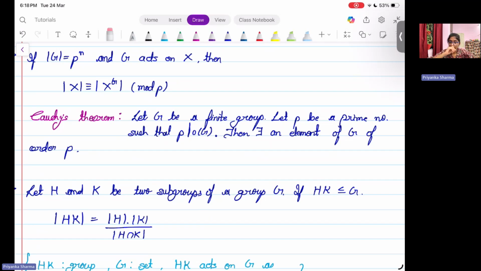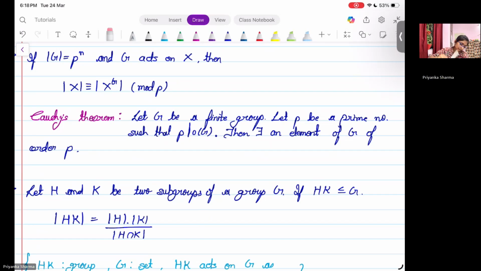So what is the statement? Suppose we have a group G, which is a finite group, and P be a prime number such that P divides the order of G, then there exists an element of G of order P. So, see, Cauchy's theorem is given for a finite group. This is the initial assumption.